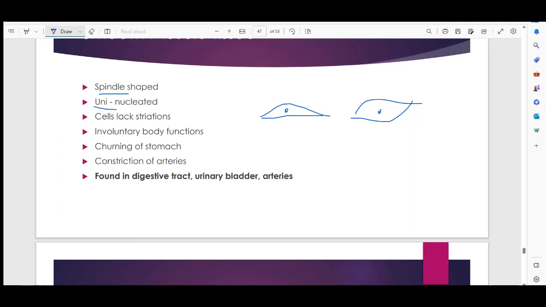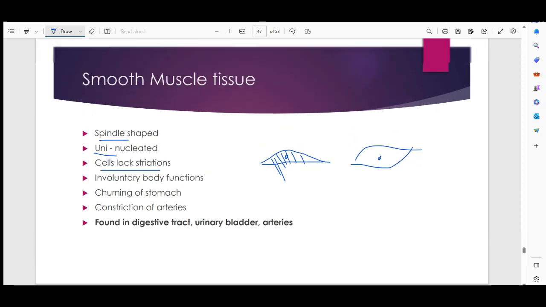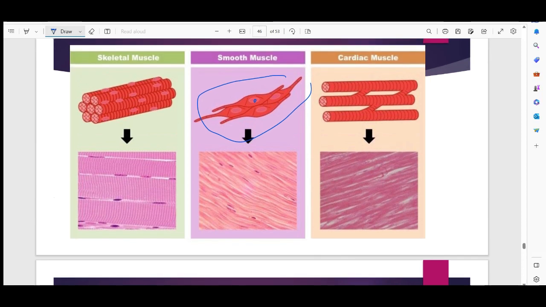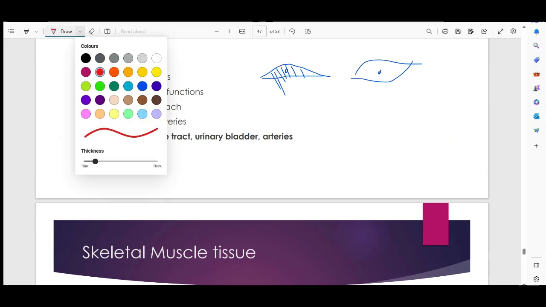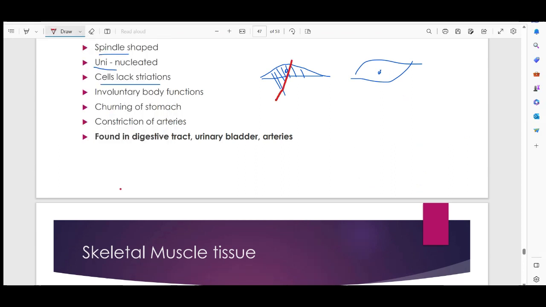And it lacks striations. Striation means having lines drawn through the cell. If you take this one, you can see bands. Here we don't see such bands. In cardiac muscle also we have some bands, but they are not present in the smooth muscle. That's why we say it doesn't have striations. It is just a very simple spindle-shaped cell with one nucleus.